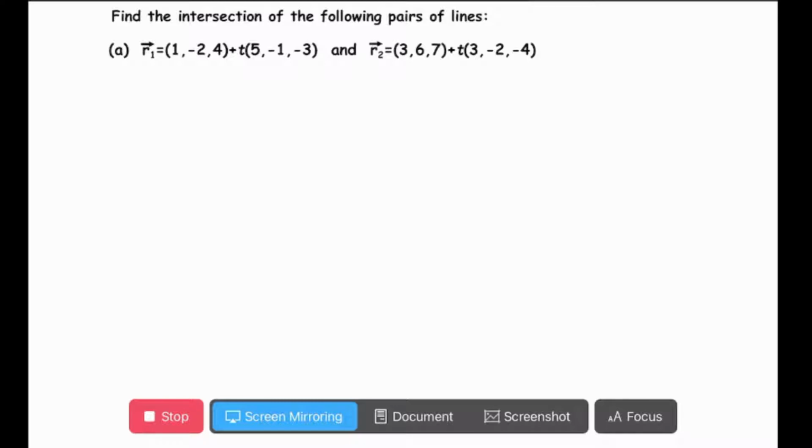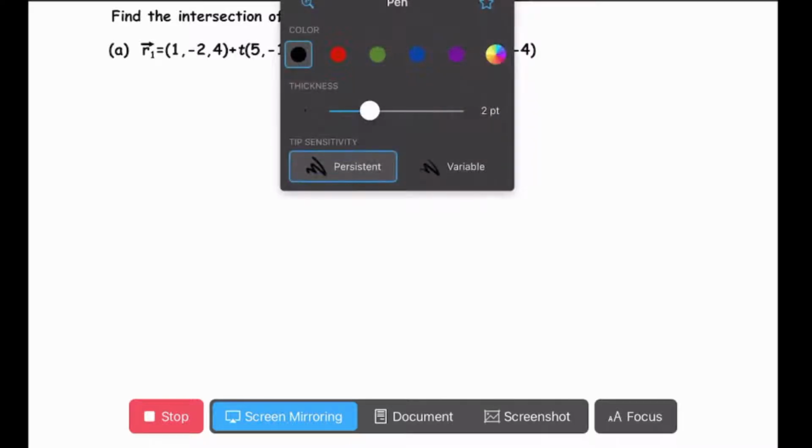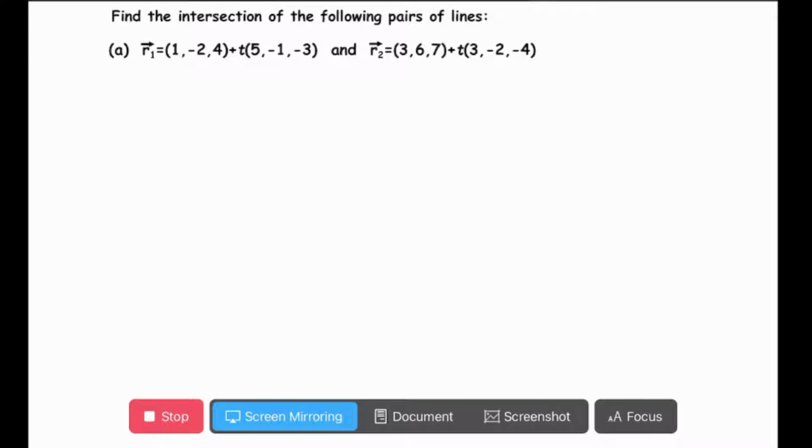And just to avoid confusion, I'm going to label the parameter separately in the second line. So instead of t, we're going to have s. And just as a friendly reminder, this isn't labeled on here for some reason, but s and t are elements of the real numbers.